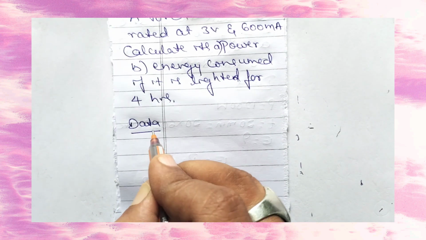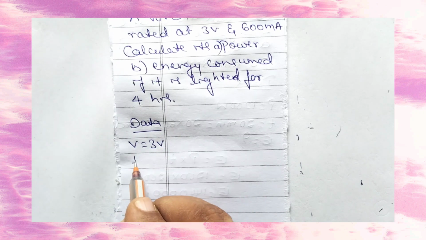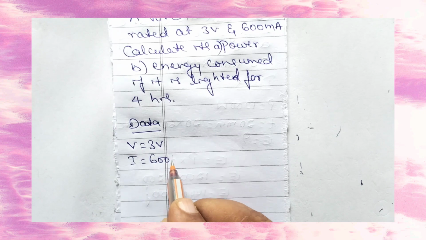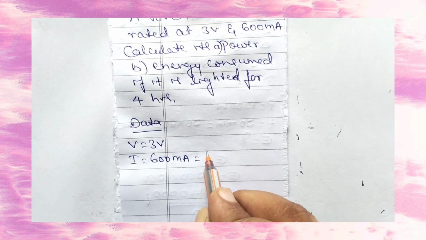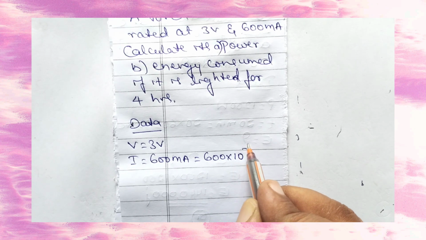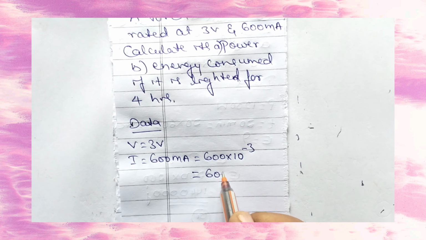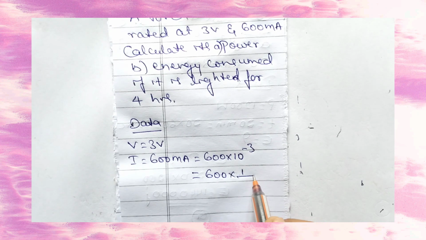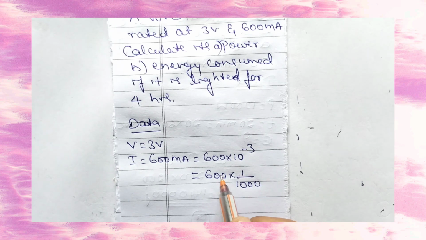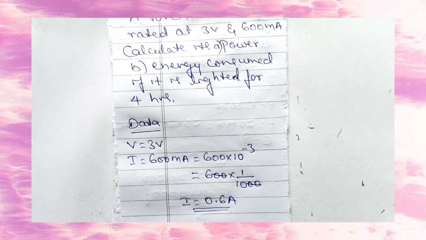So in the data they have given V is equal to 3 volts. Current is equal to 600 milliampere. That is equal to 600 into 1 milliampere, which is 10⁻³ ampere, so it can be written as 1 divided by 1000. So the zeros cancel. So current is equal to 6 by 10, which is equal to 0.6 ampere.